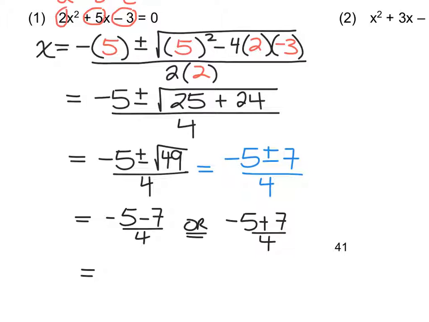Negative 5 minus 7 is negative 12. Over 4, negative 3. Now negative 5 plus 7 is 2. Over 4, 1/2. So this would be x such that x is equal to either of those.